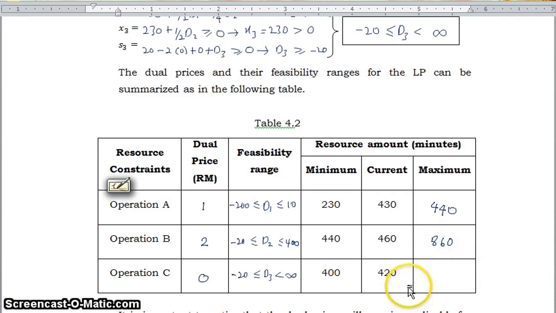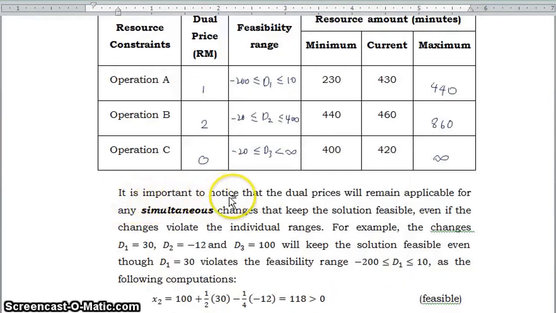And for operation C, the current operating hours is 420 minutes. Toyko can reduce the operating hours to 400 and can increase until infinity and the current solution remains feasible. It is important to notice that the dual prices will remain applicable for any simultaneous changes that keep the solution feasible, even if the changes violate the individual range. Okay, this is the individual range.